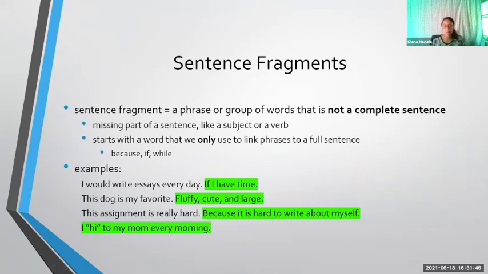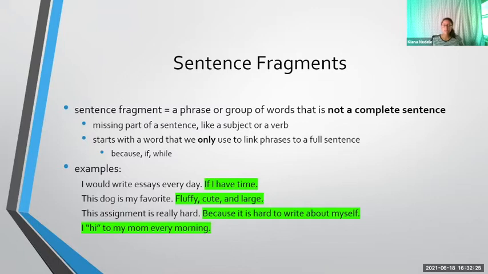So the other grammar topic I want to address is sentence fragments. And so this is kind of the opposite of the run-on sentence problem. This is when you have a phrase or a group of words that is not a complete sentence. It's not a full idea. And that happens either when something is missing, either you don't have a subject, there is no verb, or if it starts with a word that we only use when linking phrases.